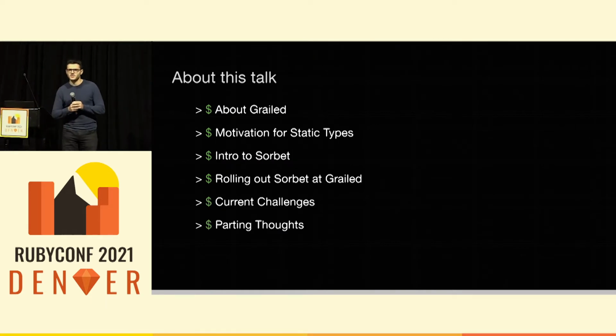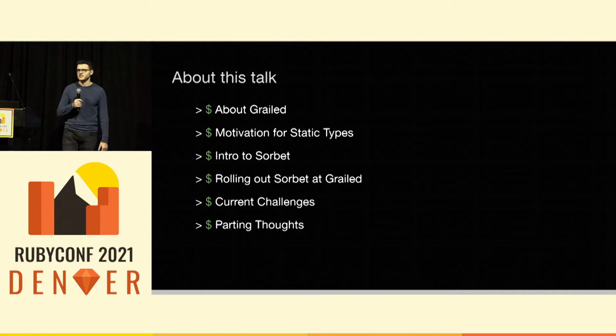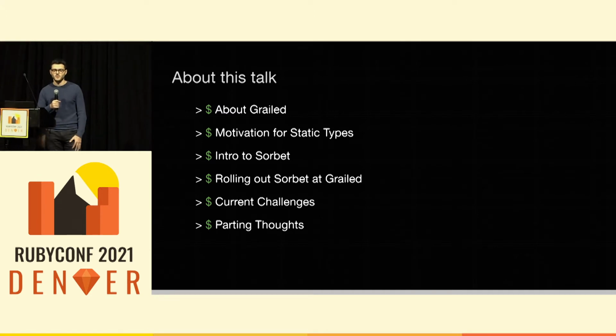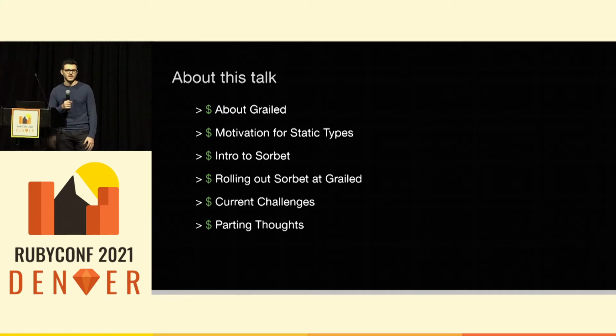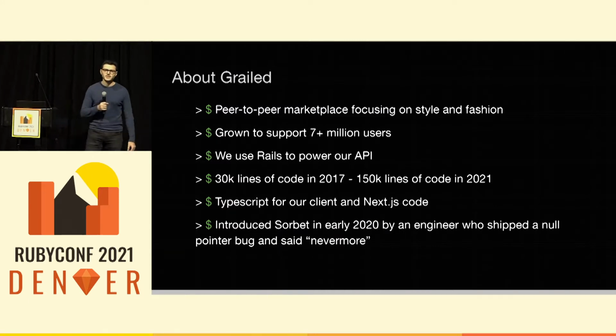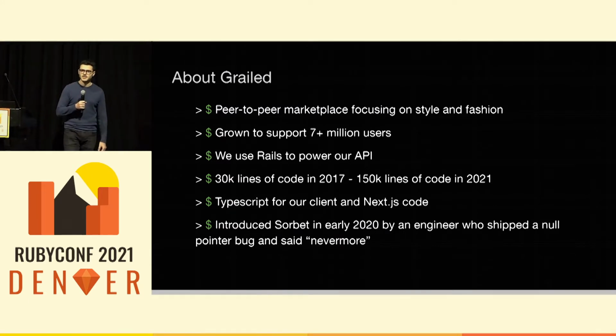This is an overview of the talk and what I'll get into. I'll give you the context, just like where Grailed was and what finally motivated us to do static typing. I'm going to do a quick crash course of Sorbet, and I'll walk you through how we rolled it out at Grailed, as well as some current issues or challenges that we face, and then leave you with some food for thought.